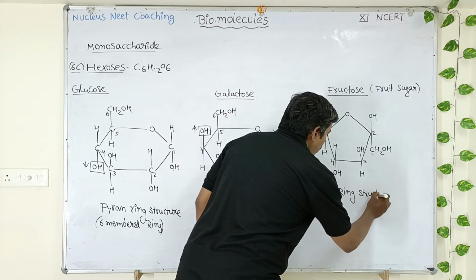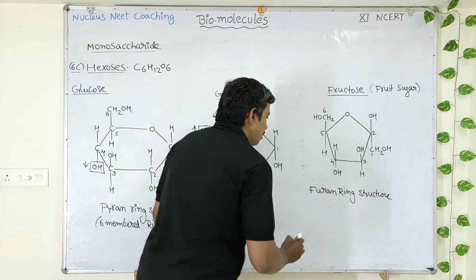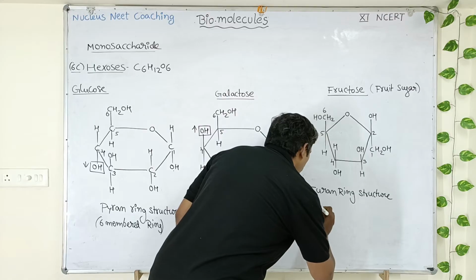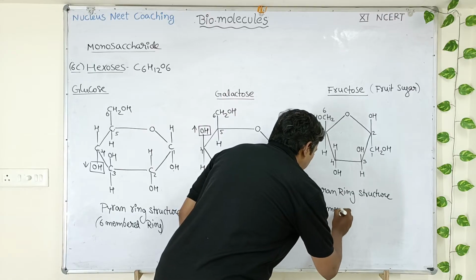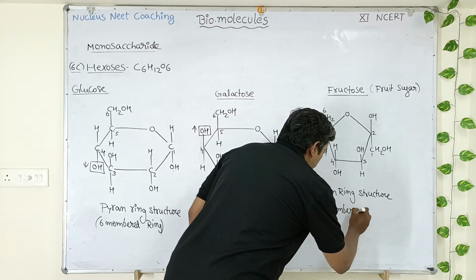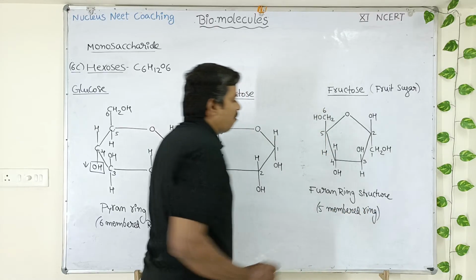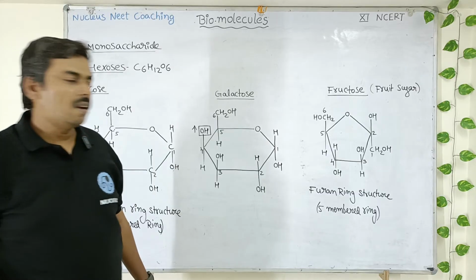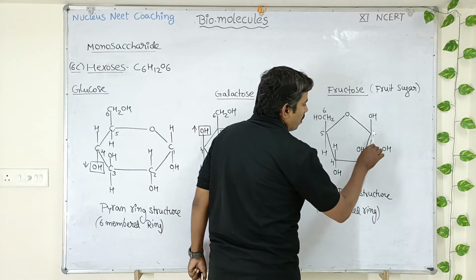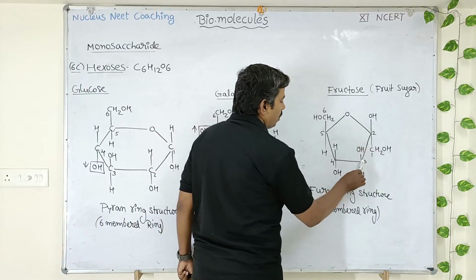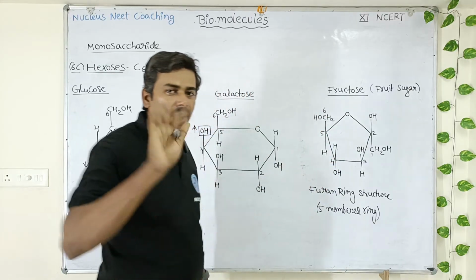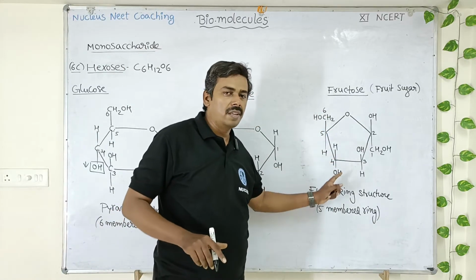A furan ring structure is a 5-membered ring. So fructose has a 5-membered ring which is called a furan ring. Look here at the members: 1, 2, 3, 4, 5. Only 5 members are there in the ring structure.